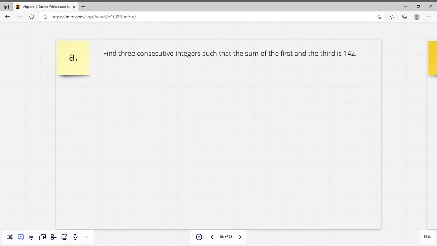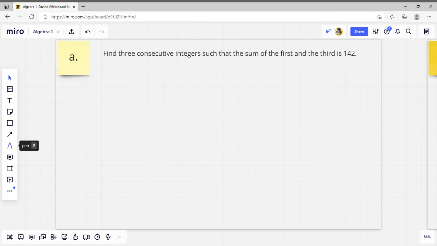Find 3 consecutive integers such that the sum of the first and the third is 142. So first we're going to name our numbers. We have our first, our second, and our third. And this is going to be n. We're going to have n plus 1 and n plus 2.